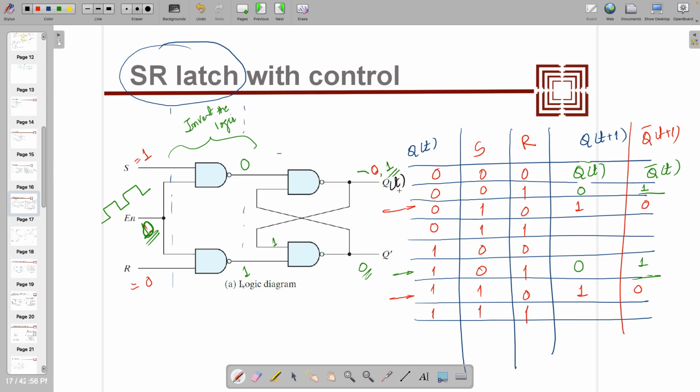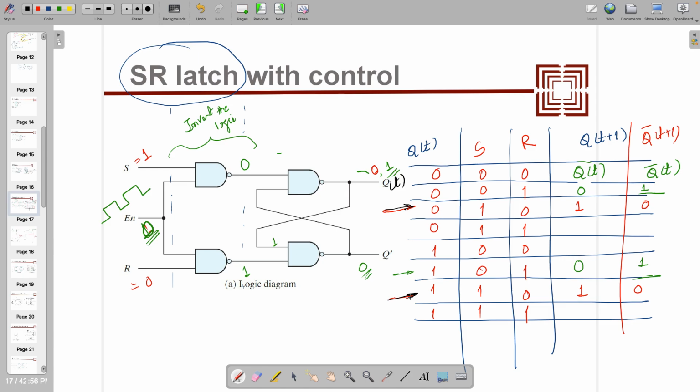For the third row, 0 1 0, okay. So the Q of t plus 1 becomes 1. That is for the seventh condition. So Q of t plus 1 for the third one. Is the Q of t for the seventh one? What was the 7th row? Here, that Q of t, which is 1, comes from the Q of t plus 1 of the third one.